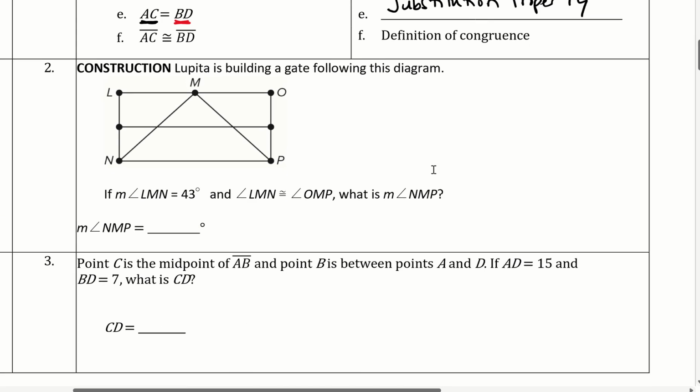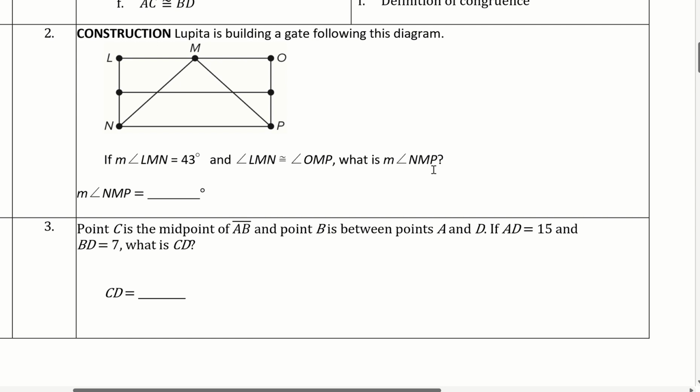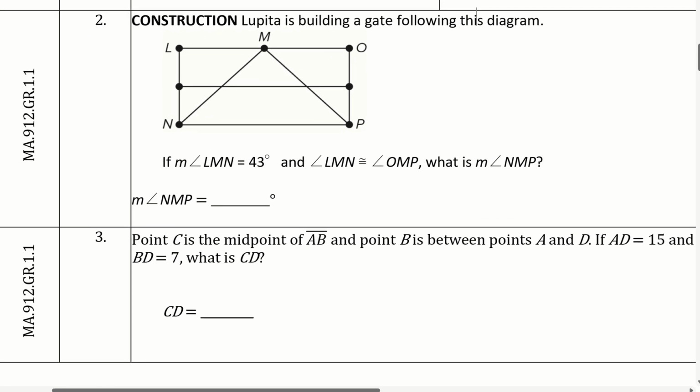Okay, so number 2, it says Lupita is building a gate following this diagram. If the measure of angle LMN is equal to 43 degrees and the angle LMN is congruent to angle OMP, what is the measure of angle NMP? So we can say, okay, so LMN, this angle right here, that's 43 degrees, right? So this is 43 degrees. And they said that LMN is congruent to OMP. So that means that this is 43 degrees as well. And now they want to figure out, what is NMP? So what is this red angle, right?